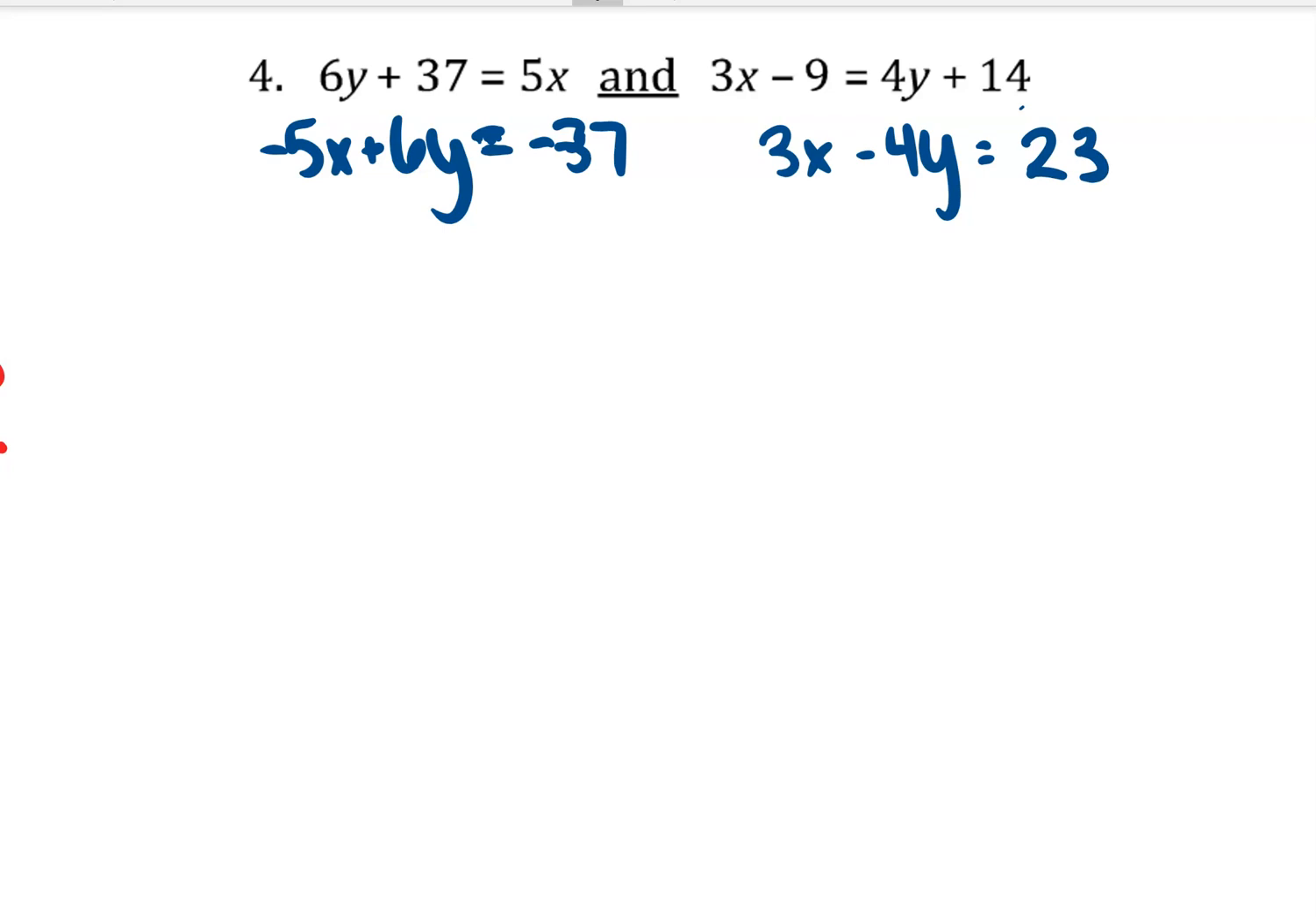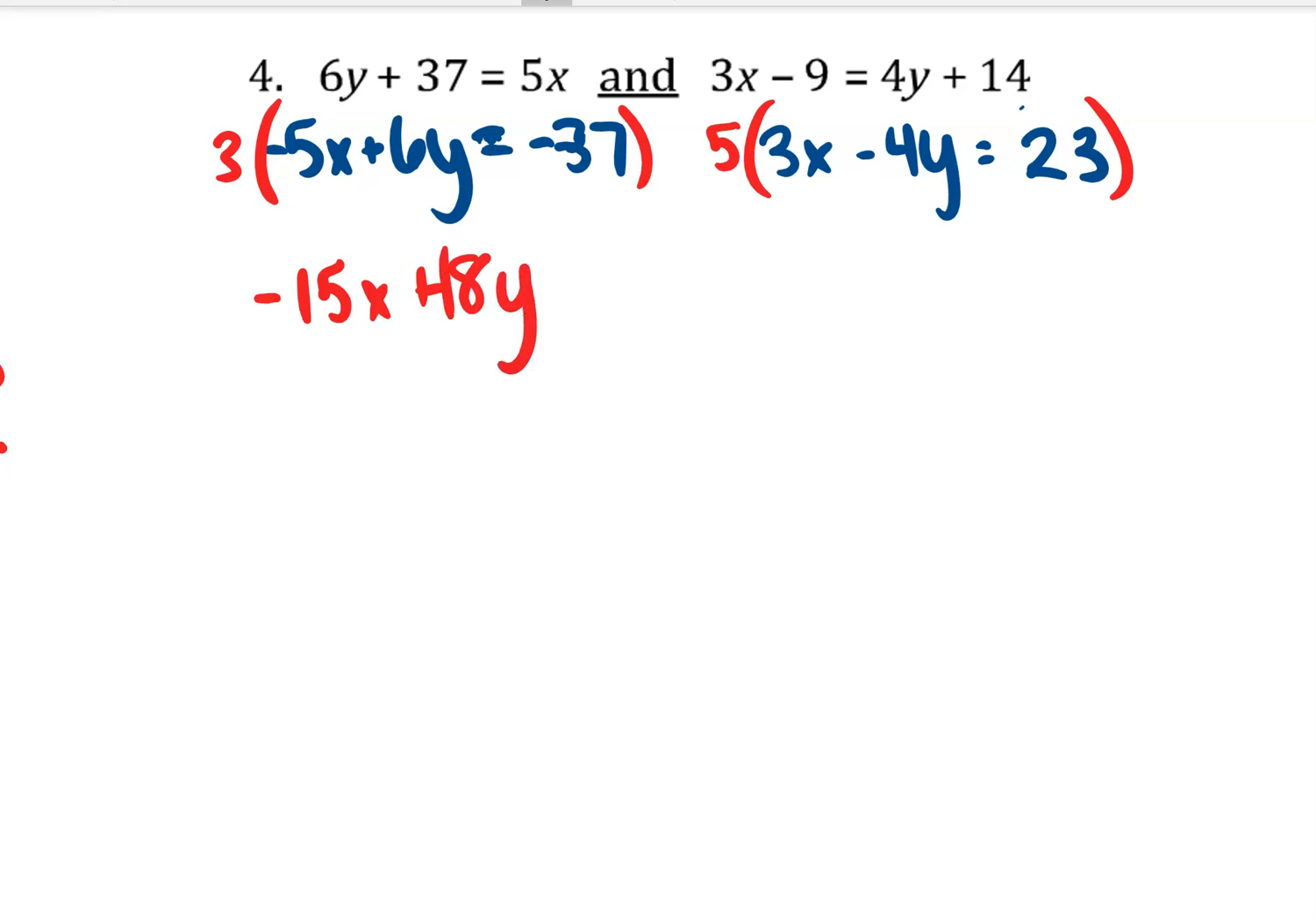All right, I'm going to get the x's to cancel, so I'm going to multiply this one by 3 and this one by 5. That way they'll both be 15. So negative 15x. This will become 18y. And then 3 times 37 is 111.